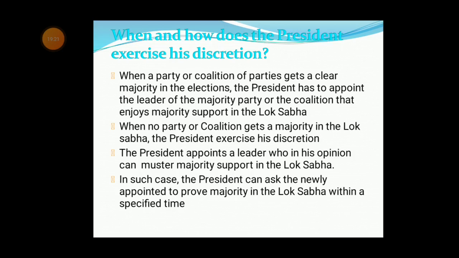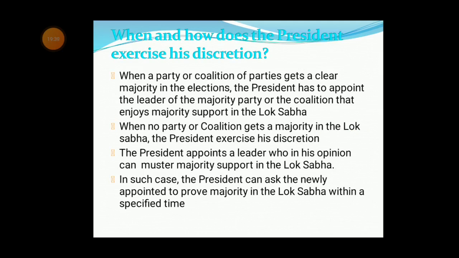Then, when is his power superior? When a coalition form of government comes, and a coalition party is there, at that time his decision will be the appointment of the majority party or the coalition government. Okay, so that is one thing.